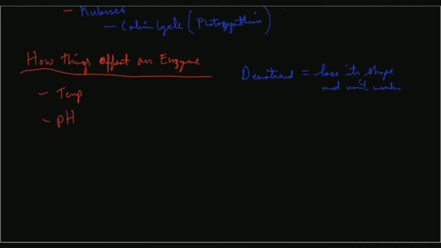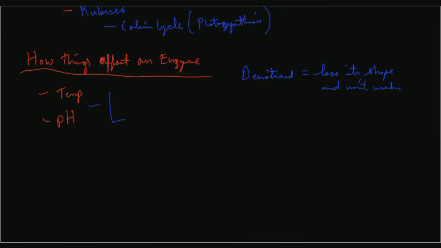Okay, so let's go ahead and talk about how temperature and pH affect this. Temperature and pH both affect the enzyme in the same way, and so the enzyme will have a perfect temperature and a perfect pH level that it needs in the environment to react at its optimal conditions, like to react in its fastest way and to catalyze the most reactions.